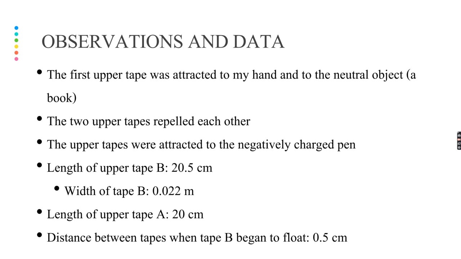Observations and data. The first upper tape was attracted to my hand and the neutral object. The two upper tapes repelled each other. The upper tapes were attracted to the negatively charged pen, from which we can conclude that the tapes are positively charged. The length of the other tape was 20.5 centimeters and the width was 0.022 meters. The length of the upper tape was 20 centimeters and the distance between the tapes when tape B began to float was 0.5 centimeters.